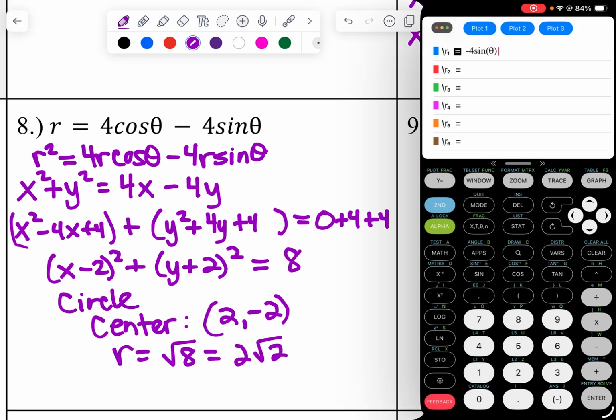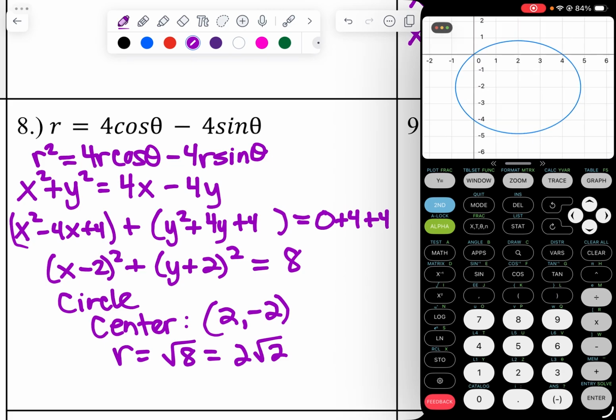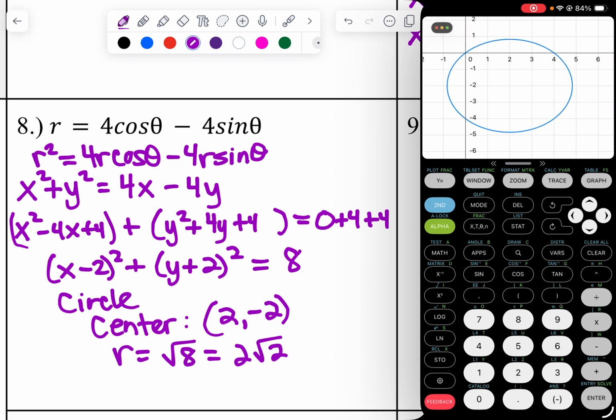All right, so let's graph the original and see if we're right. So 4 times the cosine of theta, make sure to close that parenthesis, minus 4 times the sine of theta. There's our circle, centered over at 2, negative 2, and then the radius 2 times the square root of 2.